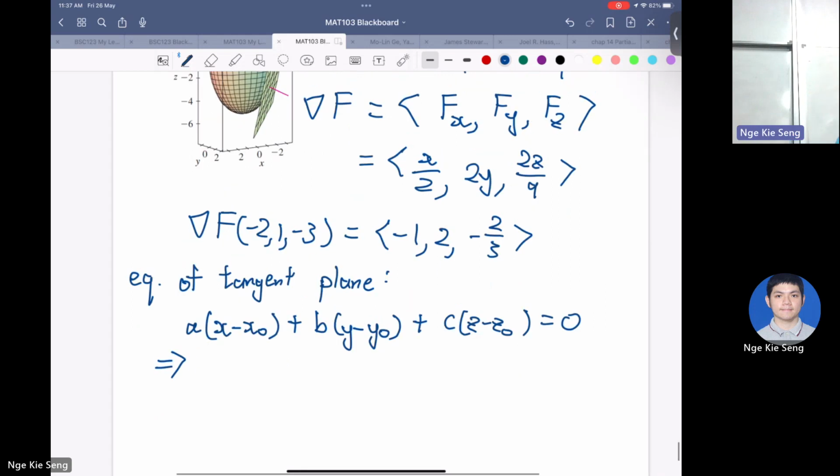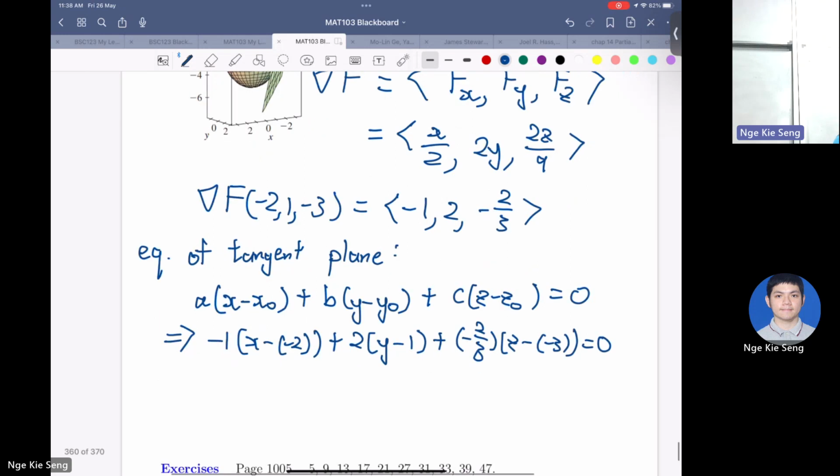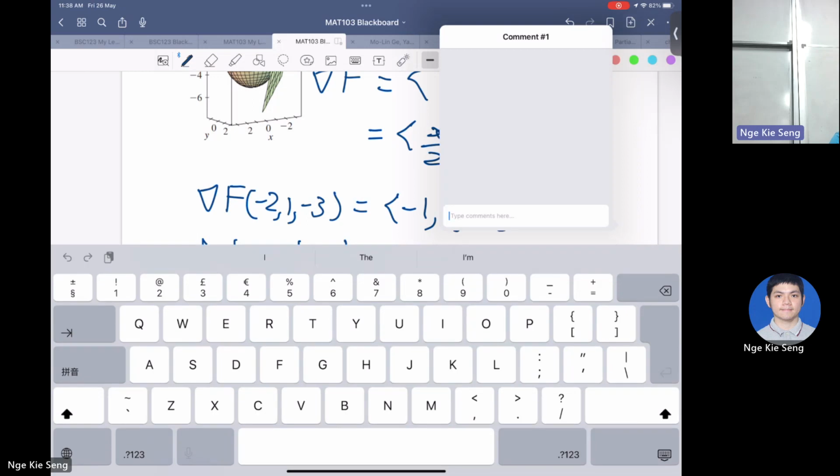So in this case, what do we have? We have -1 times (x minus -2), plus 2 times (y minus 1), plus -2 over 3 times (z minus -3). So all together, if I'm not wrong, we get 3x minus 6y plus 2z plus 18 equals 0. So this is the equation of the tangent plane. Follow? Okay, so far okay.